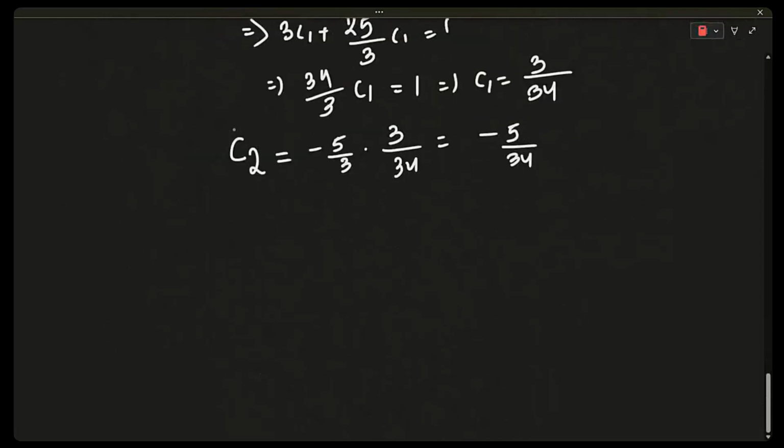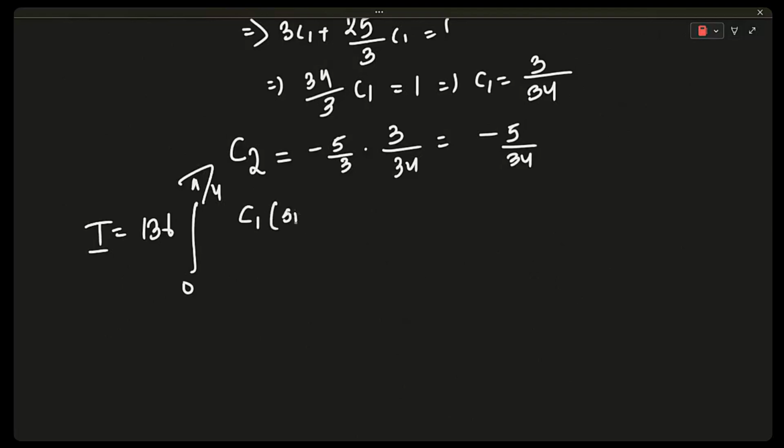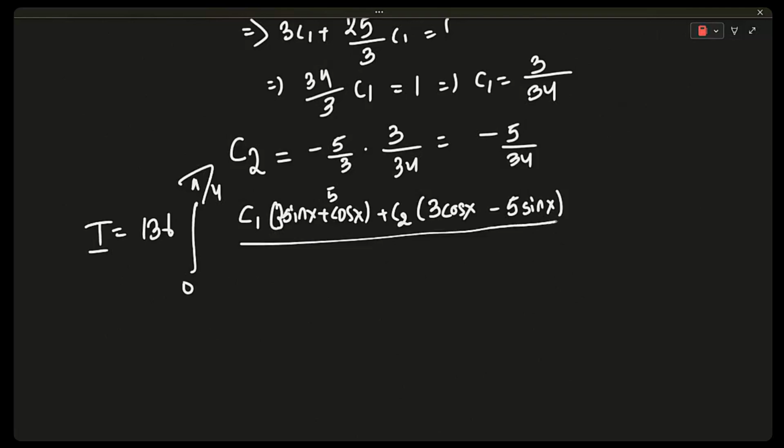So our integral I simply becomes 136 times the integral from 0 to pi by 4. The numerator becomes C1 times (3 sin x plus 5 cos x) plus C2 times (3 cos x minus 5 sin x), divided by 3 sin x plus 5 cos x.